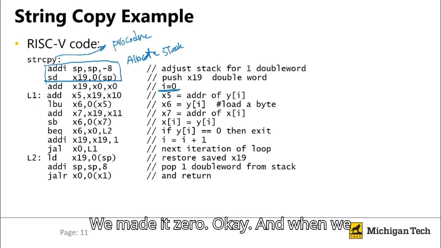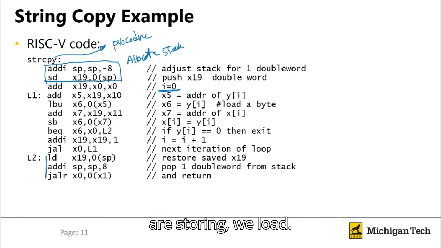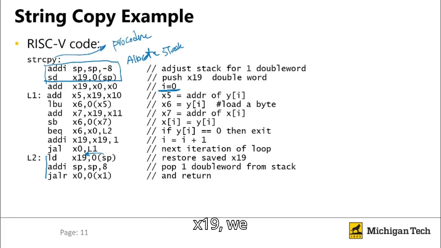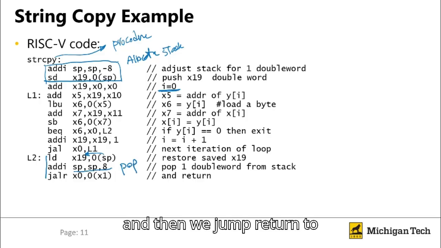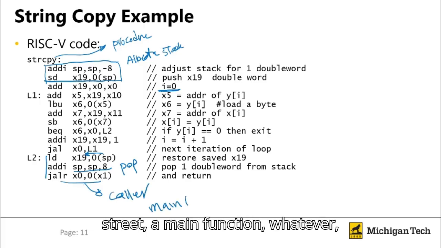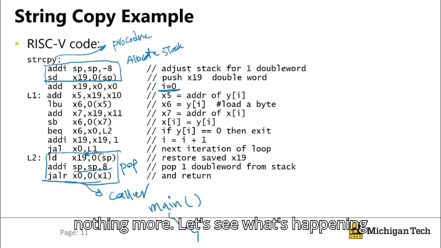Okay, and when we are finishing, we do the same back. We load the value that we put in the stack into x19. We restore x19 back, and we pop, and then we jump return to the caller. That probably is a main function, whatever. Okay, so that was regular, nothing more. Let's see what's happening inside this.